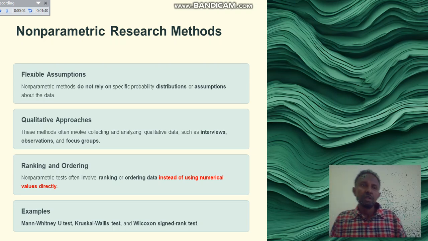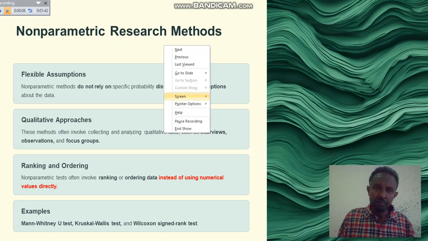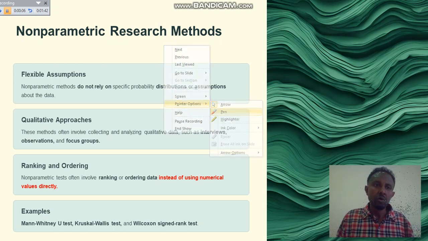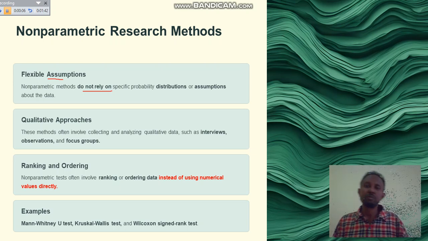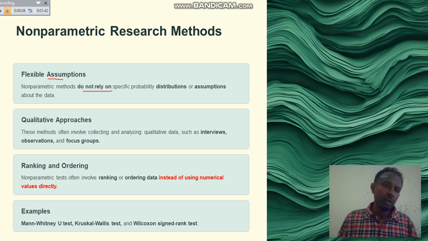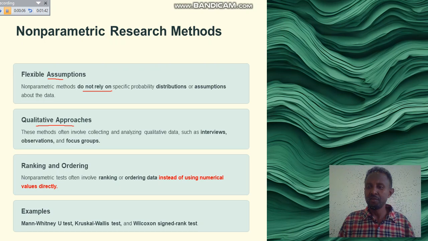On the contrary, non-parametric research methods commonly have the opposite characteristics. For example, regarding the assumption, they do not rely on a specific probability distribution or assumption about the data. And non-parametric methods mostly use qualitative data, and are common in ranking and ordering rather than giving values to the variables.